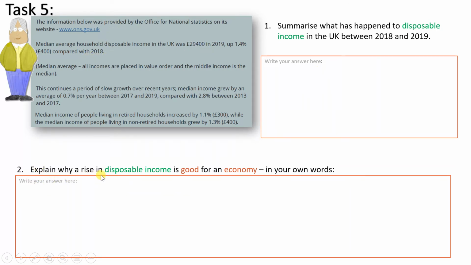Second part of task 5. Explain why a rise in disposable income is good for an economy and in your own words. So this will be going back to the last couple of slides to look at why disposable income is good, and using that information above from the ONS, just look at what happens if you've got higher disposable income, or who's got the higher disposable income, what might they be doing with it as well. So in your own words, a short 4 lines of a paragraph in the box below.